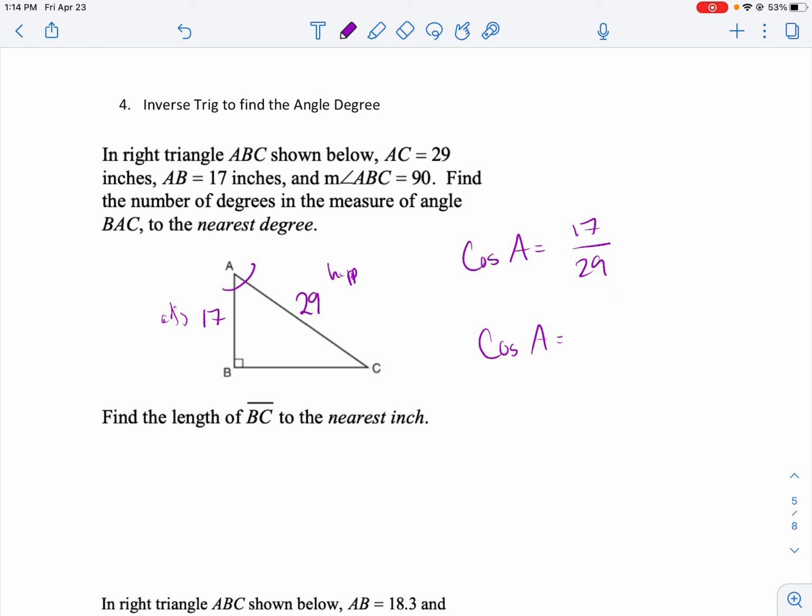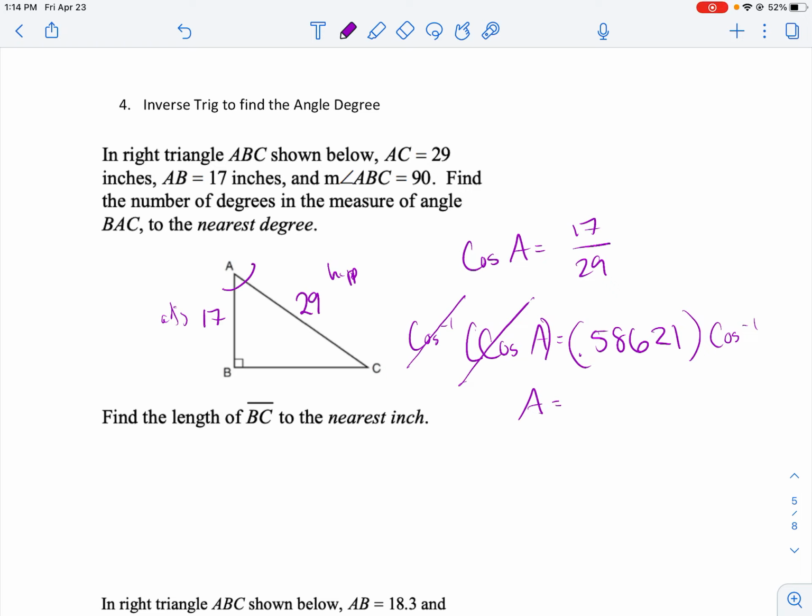And so we actually get that ratio, 17 divided by 29 is 0.586. Okay? And then in order to find what the actual angle is, when you take the inverse of cosine, what we're actually telling our calculator to do is, now those will cancel on the left.